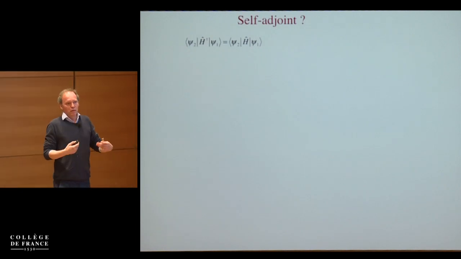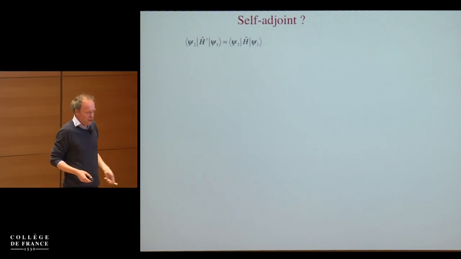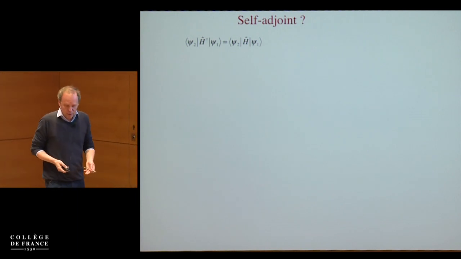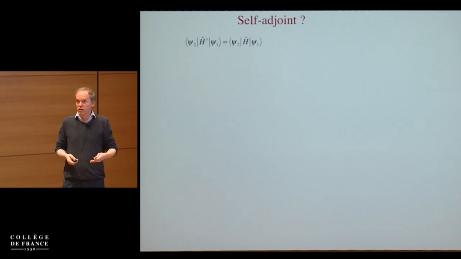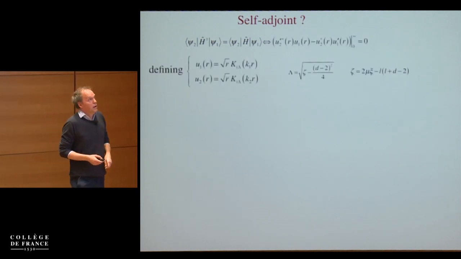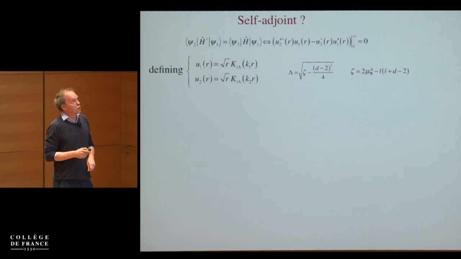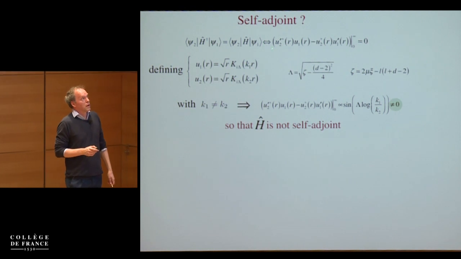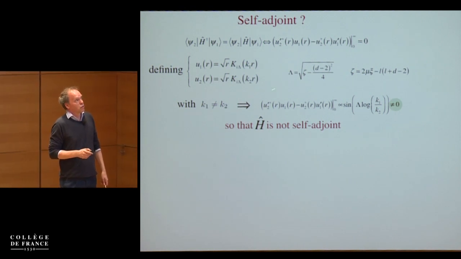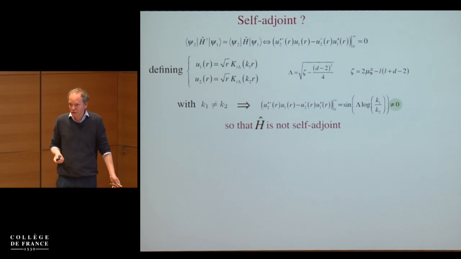OK, so what is self-adjoint? Something that we're used to playing with. It means that an operator and its adjoint are equal, and their spaces of definition are also the same, the same domains. So this condition can be rephrased using just those functions that I wrote just before as this guy being equal to 0, where again those parameters are defined here. And when you try to get this equal to 0, you get that this quantity is equal to just the sine of lambda log of this ratio of K1 and K2. And this usually is different from 0. There is no way, not 0.